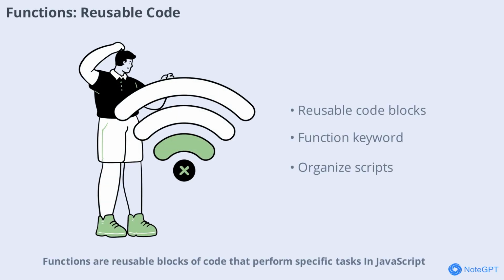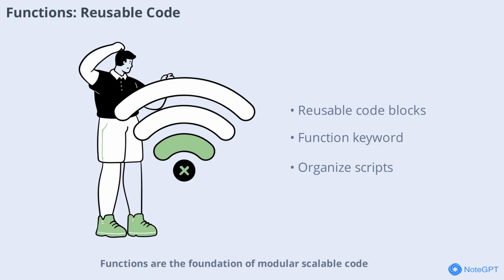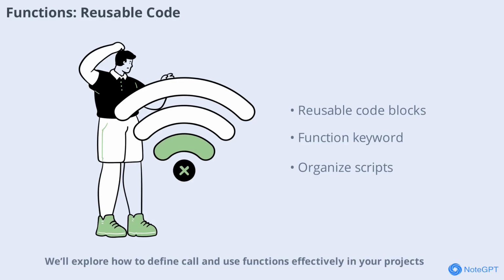Functions are reusable blocks of code that perform specific tasks. In JavaScript, you define a function with the function keyword, give it a name, and specify parameters. Functions help organize your code, reduce repetition, and make scripts easier to maintain. You can call a function as many times as needed, passing in different arguments each time. Functions are the foundation of modular, scalable code. We'll explore how to define, call, and use functions effectively in your project.